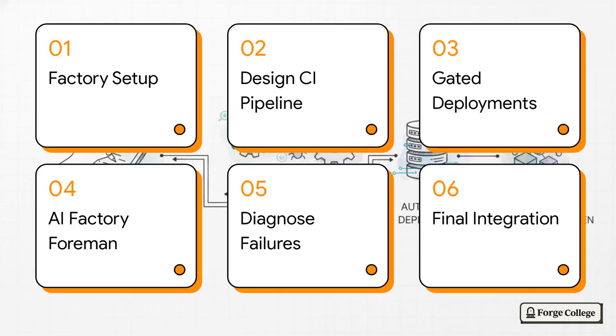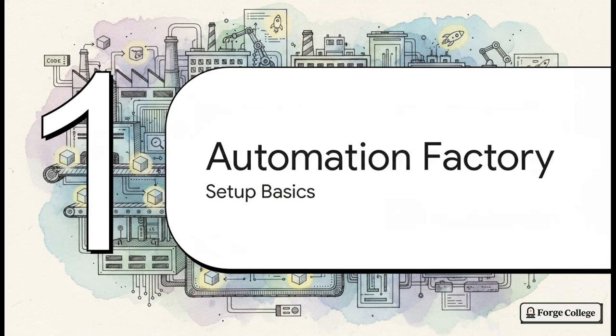So here's our literal blueprint for today's explainer. We're going to start with the automation factory setup, then we'll design the CI pipeline, establish our gated and staging deployments, bring in AI as your factory foreman, figure out diagnosing pipeline failures, and finally, close it all out with the final integration loop. Okay, let's dive right into Section 1, the automation factory setup.